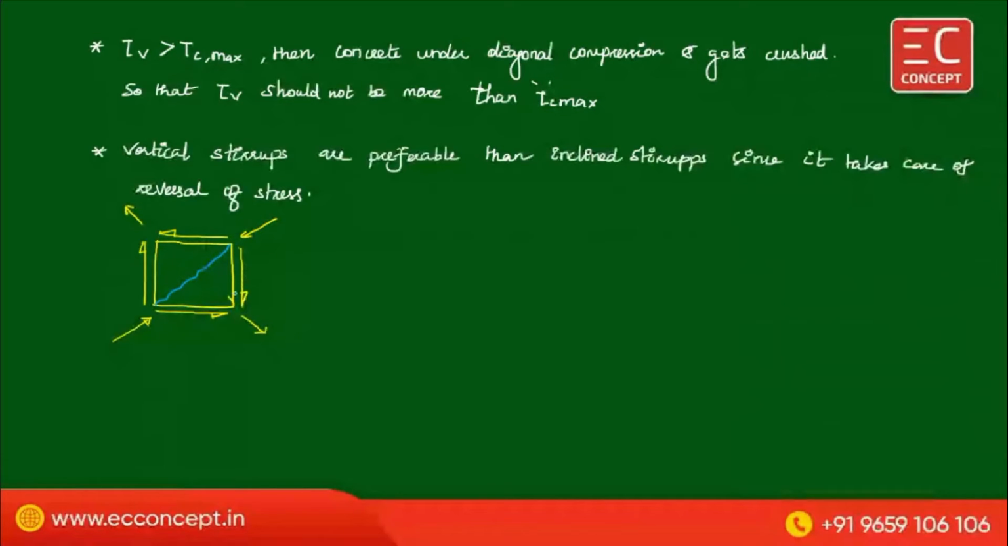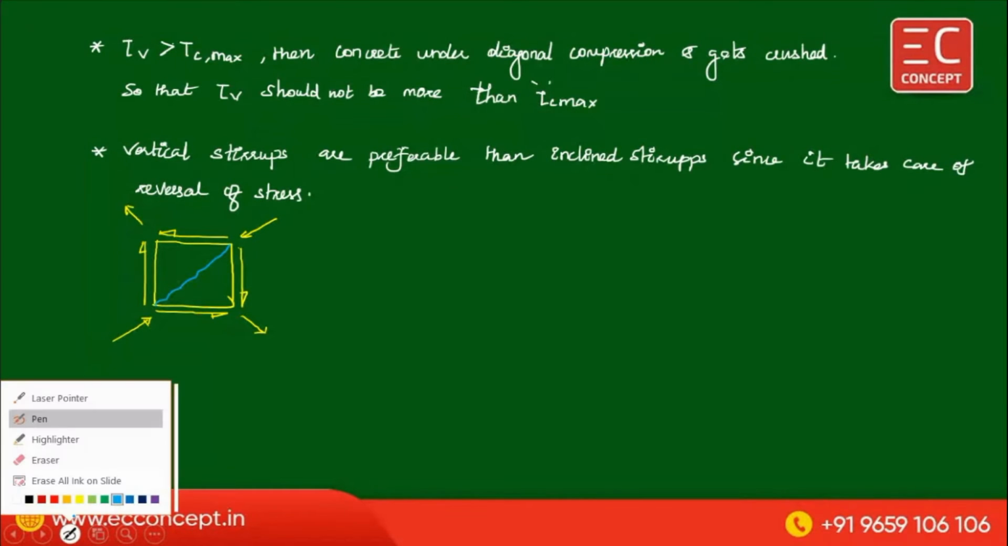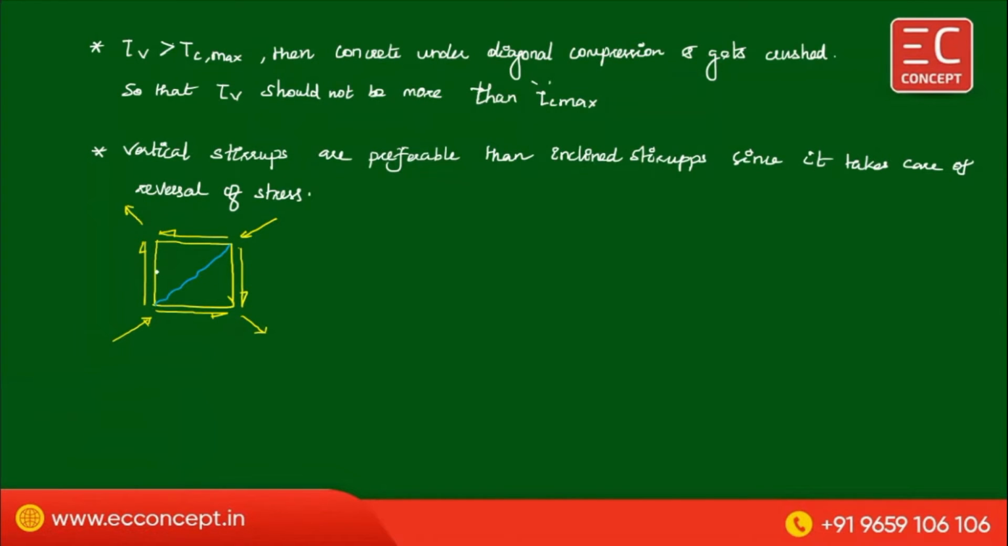Now, the efficient way of using the stirrups is, actually, if you use them perpendicular to this crack, then that is an efficient way to use the shear reinforcement. But generally we are not using the inclined manner, we are using the vertical manner. Why?